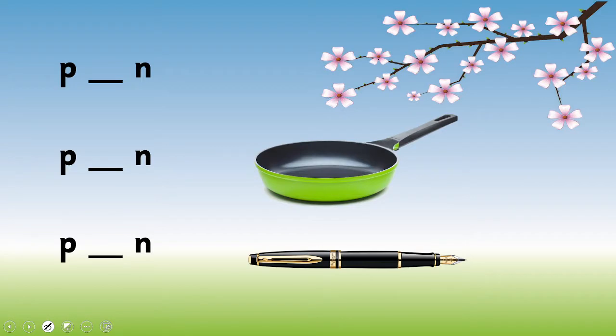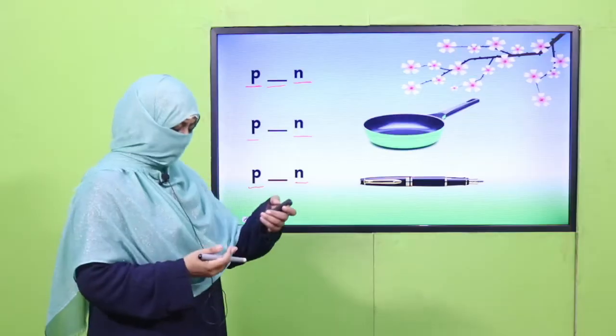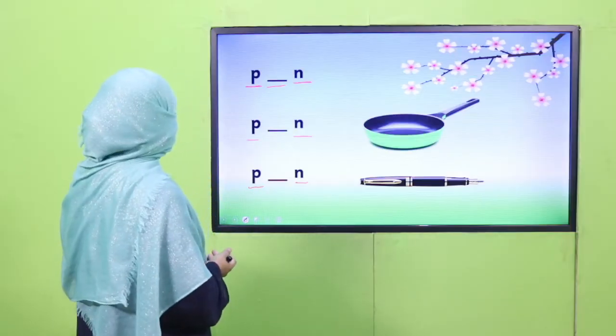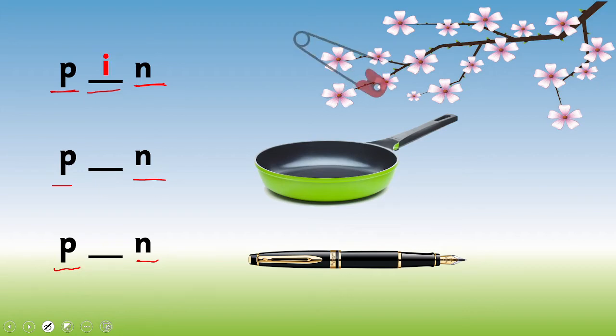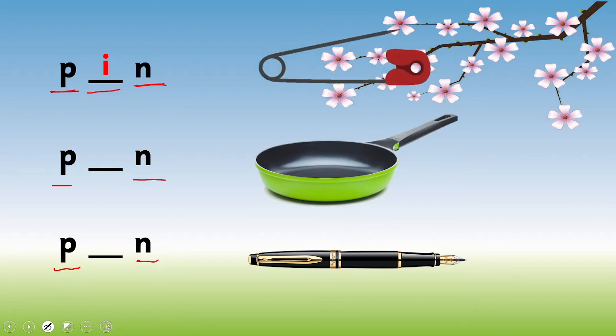So here I have pictures for you, and you see first and last letter are the same and middle letter is missing. Now it's P and N. We know this letter P sounds P and N sounds N. Only we will change this middle letter and it will change the complete word. How does it work? You see, P, I, N. What is this? P, I, N. It becomes pin.